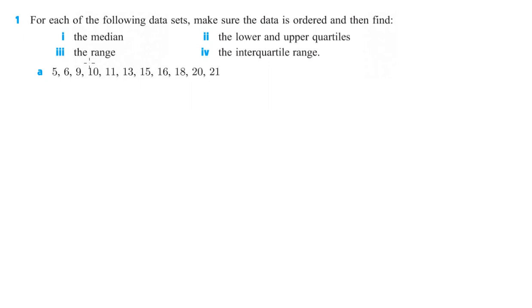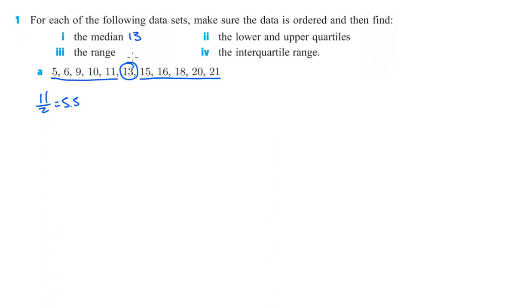So if we take our 11 and cut it into 2, that's 5.5. So that means there'd be 5.5 below, 5.5 above. Obviously you're not going to cut a piece of data in half, so here's going to be our 5 below. Here's going to be our 5 above. So that means that 13 is our median.